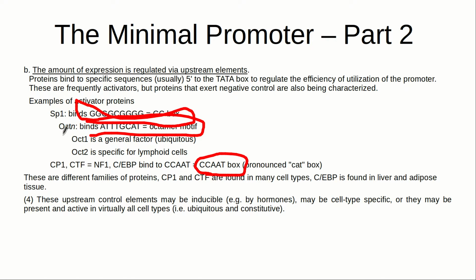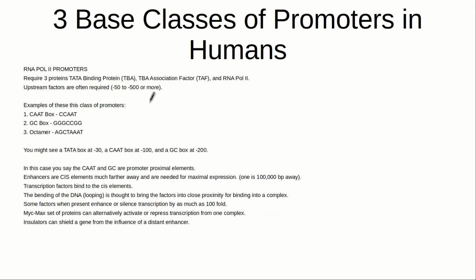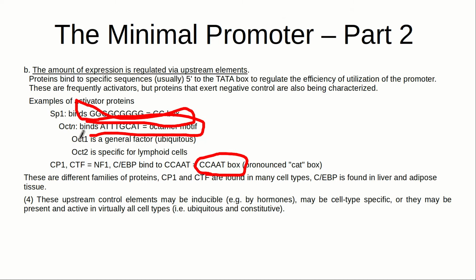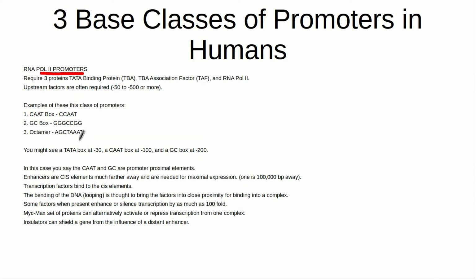Here, let me undo. Let's see, how do I get it? Undo. There we go. Oh, it's the same thing. So here we go, and we are doing RNA polymerase II. So CAT box, GC box, octamer. Make sure you look at those as you move through. And here are the locations.